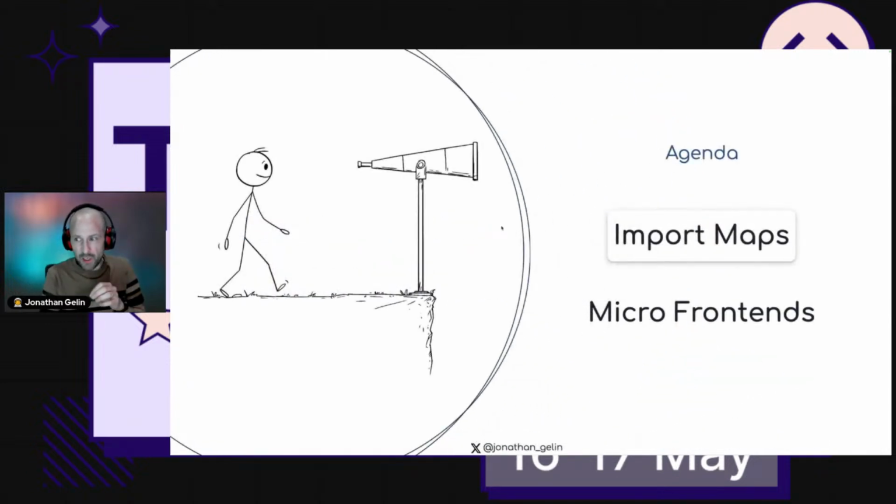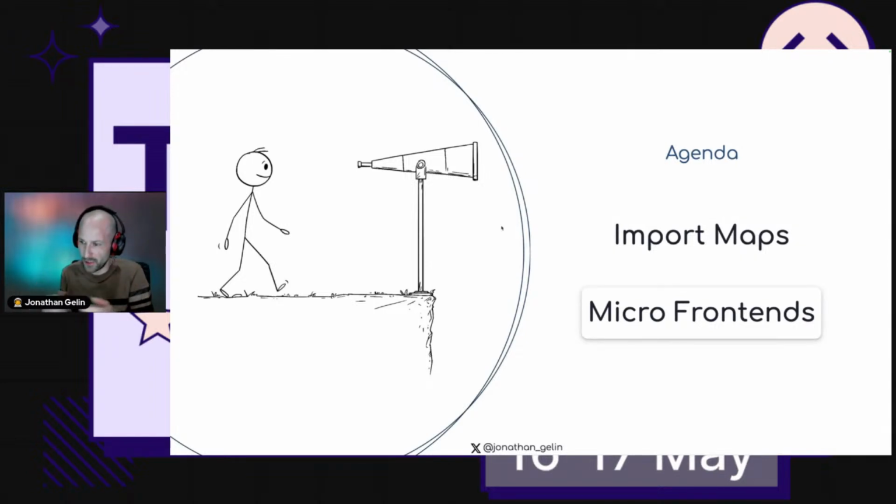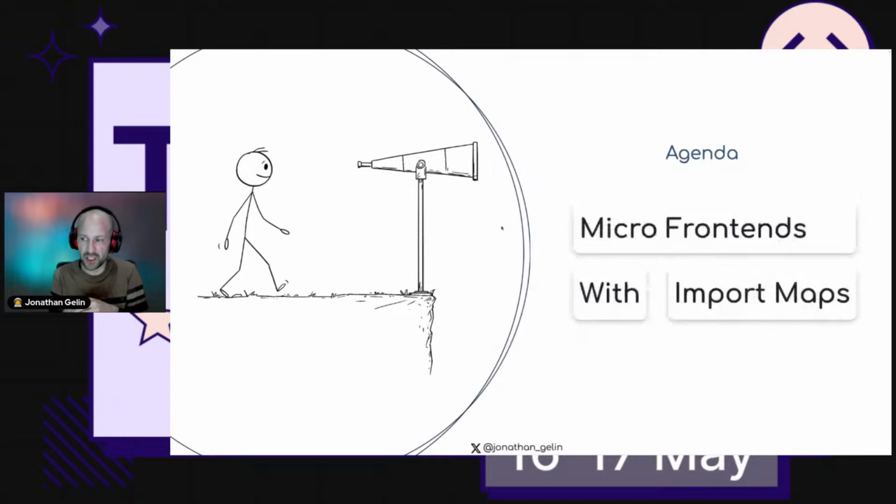I will first explain a bit what import maps are, because they're not that well known, even if they are native. So let's cover that a bit. Then I will cover again, because it's something people read a lot about, the micro-frontends architecture, but maybe with a different approach. And then I would like to show how the combination can be beneficial for many companies.